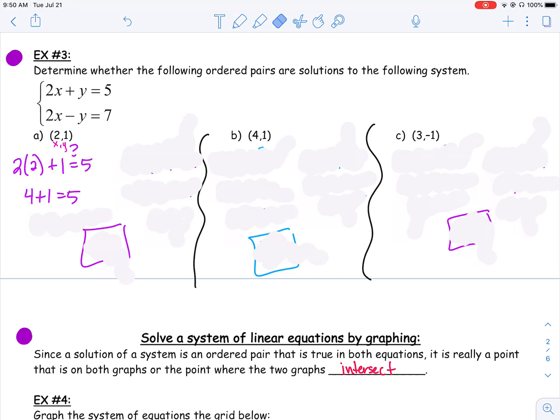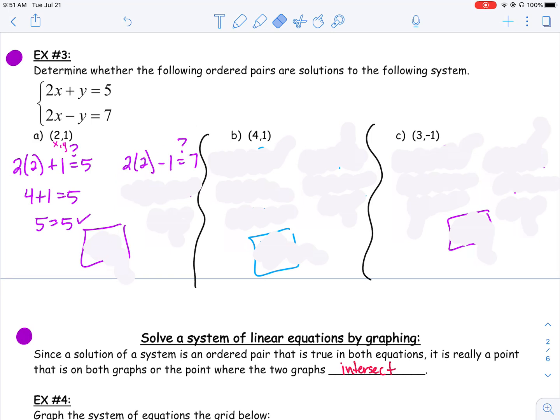2 times 2 is 4. 4 plus 1 is 5. So 5 does equal 5, so it works for that equation. But we can't say that it's a solution yet unless it works for both of the equations. So we have to make sure that we plug that ordered pair into the second equation as well.